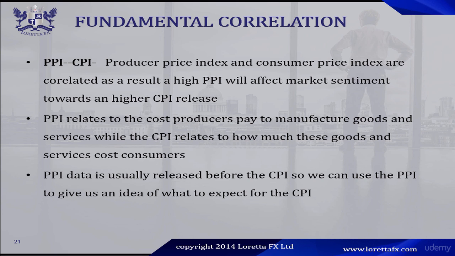This is because the PPI, the producer price index, relates to the cost producers pay to manufacture goods and services, while the CPI relates to how much these goods and services cost consumers. So if producers are paying more to manufacture goods and services, they will in turn charge more, and consumers will have to pay more for those goods and services. So you can see how the PPI and the CPI have a direct correlation.